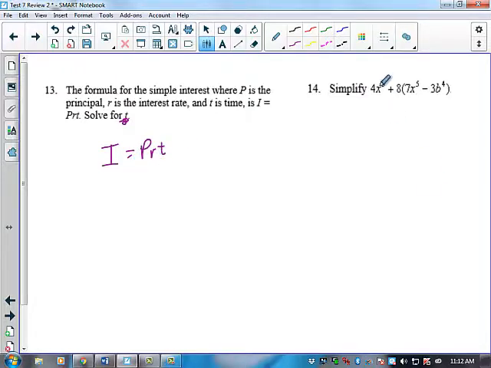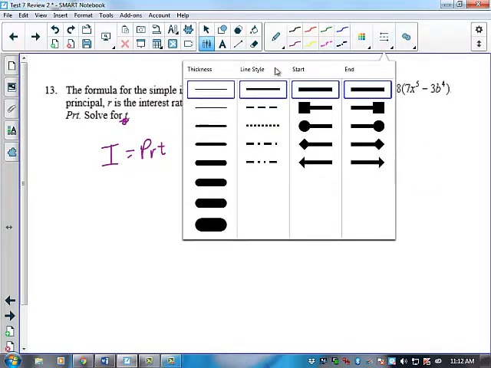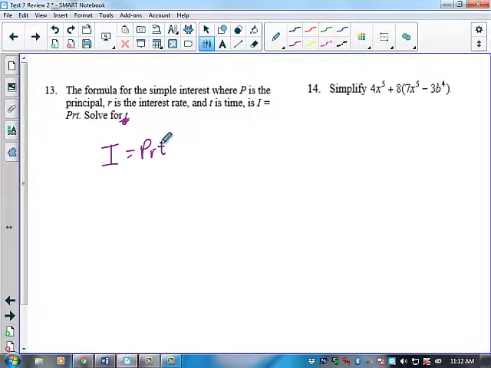So if I'm trying to get T by itself, I want to move everything away from T. PRT means P times R times T. The opposite of multiplication is to divide. So I'm going to leave the T and divide by the other stuff, so P and R over here. P cancels, R cancels. I'm left with T equals I over PR. That's my final answer.